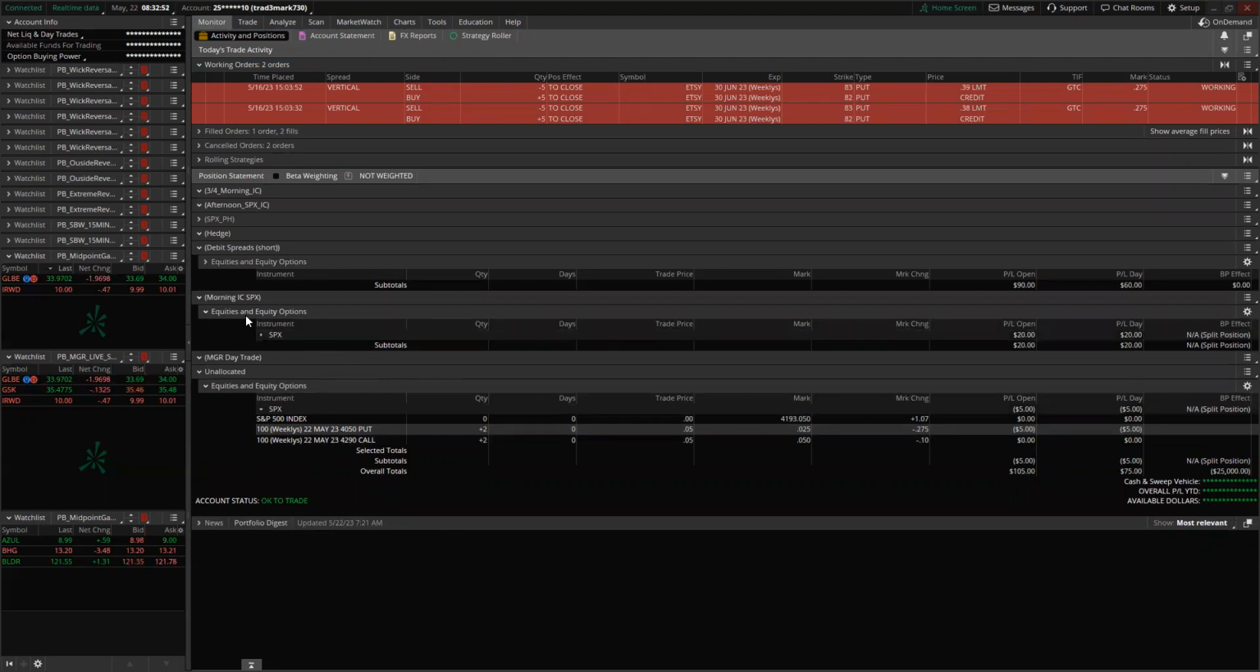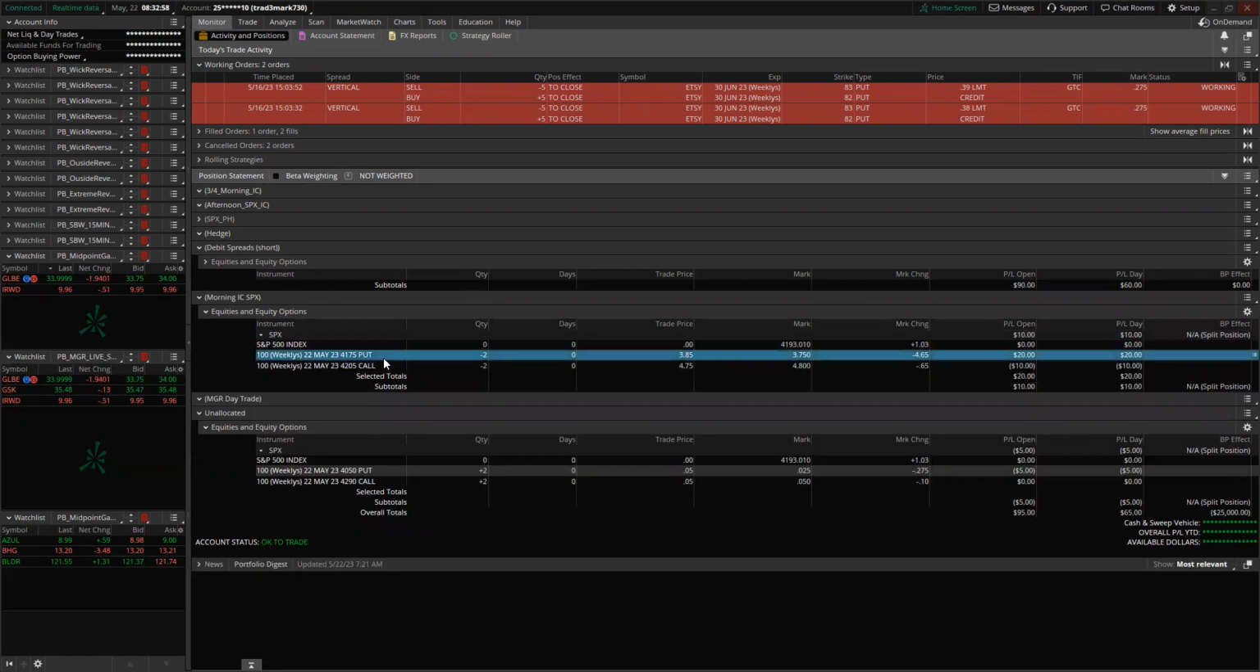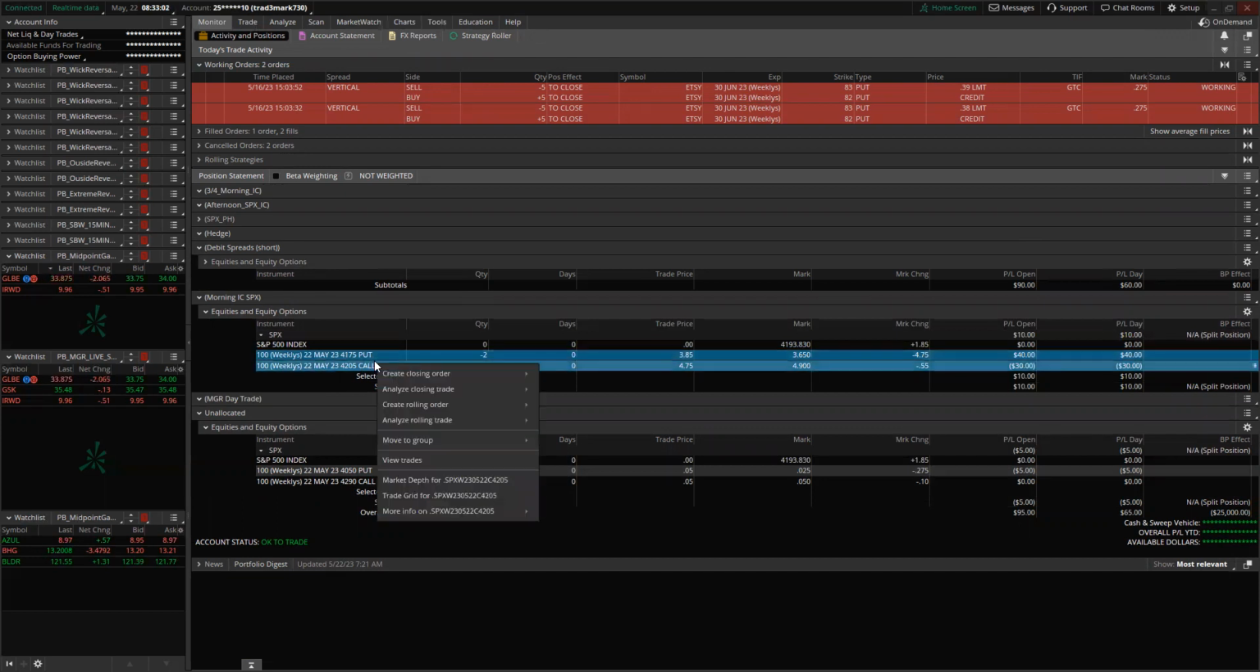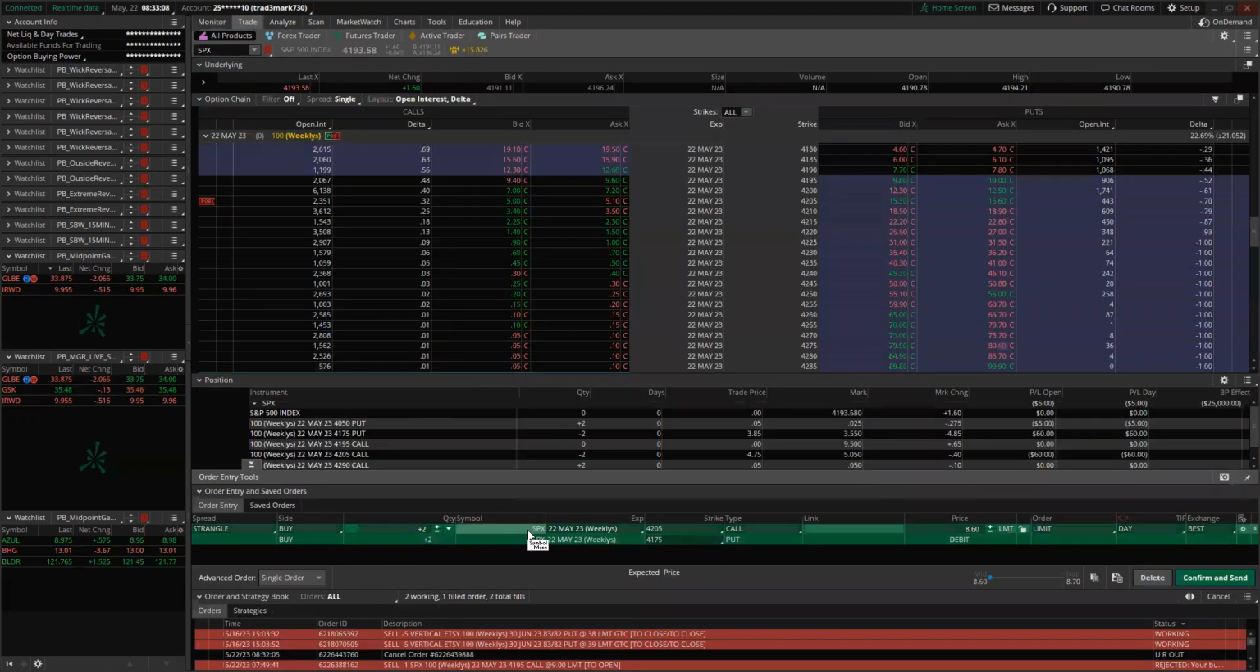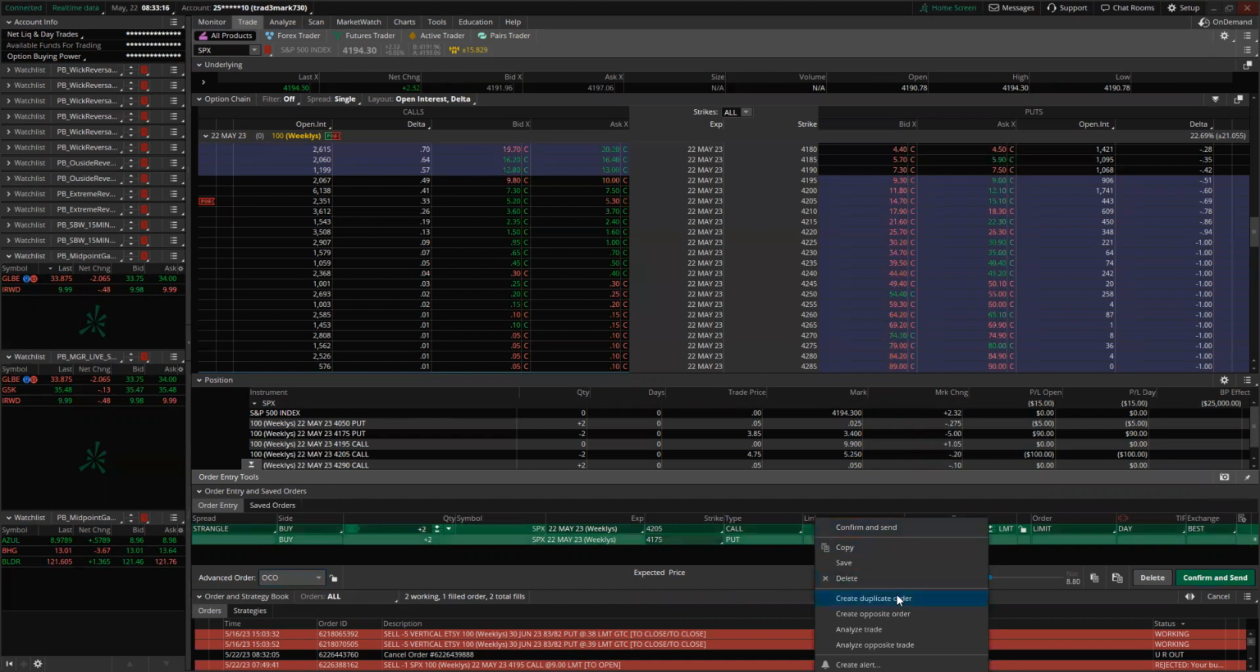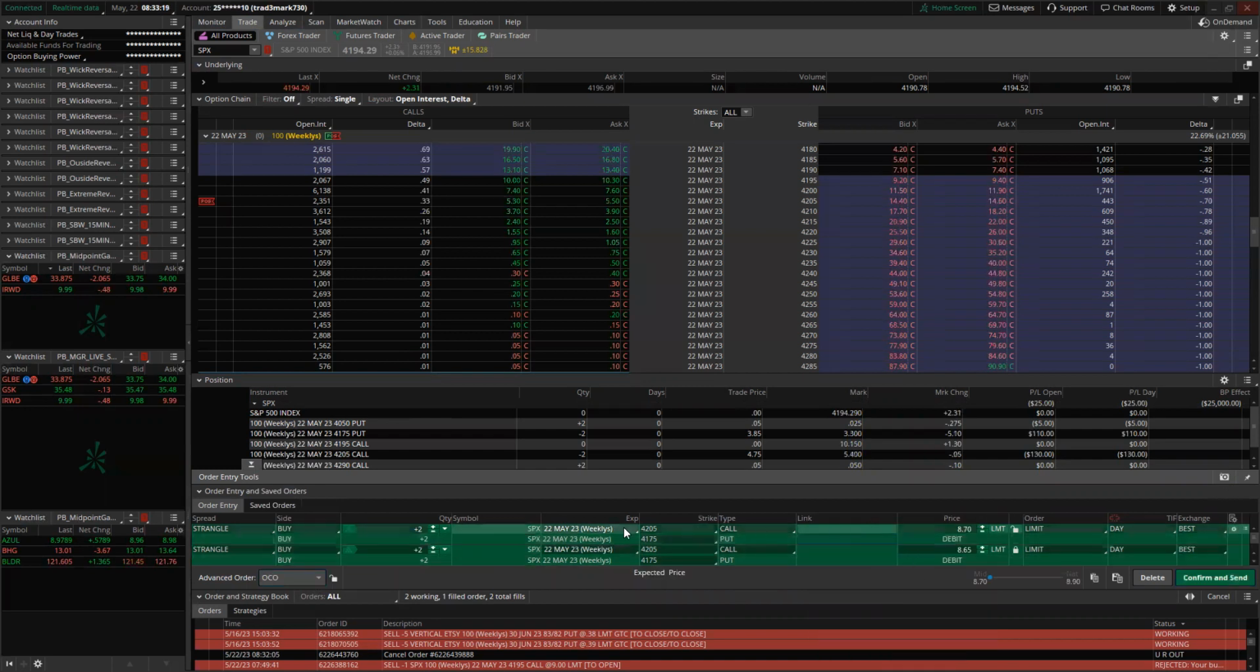So now she's in here. I took it out of the unallocated so I can keep track of my positions throughout the day. Then I'll highlight them again, holding control, right click, and go to create closing order. There's advanced orders down here, and I'll go to OCO. We discussed that earlier. And then I will create a duplicate of the first one.